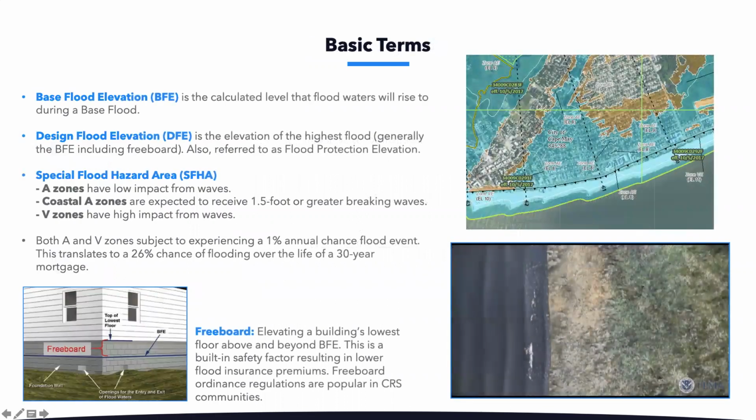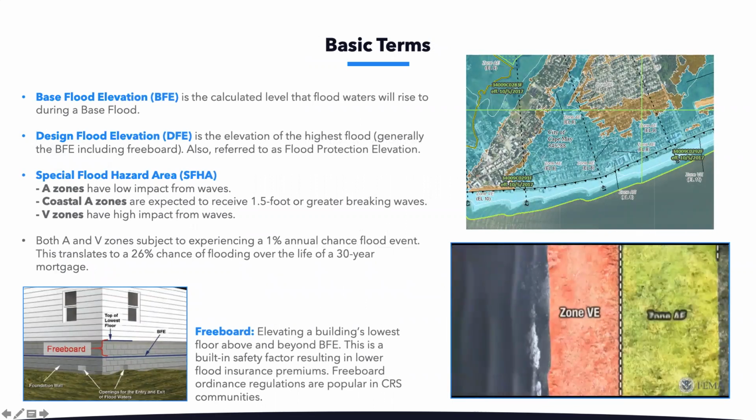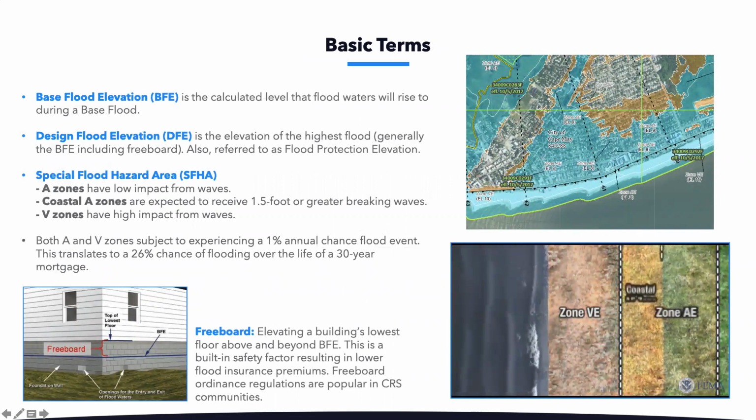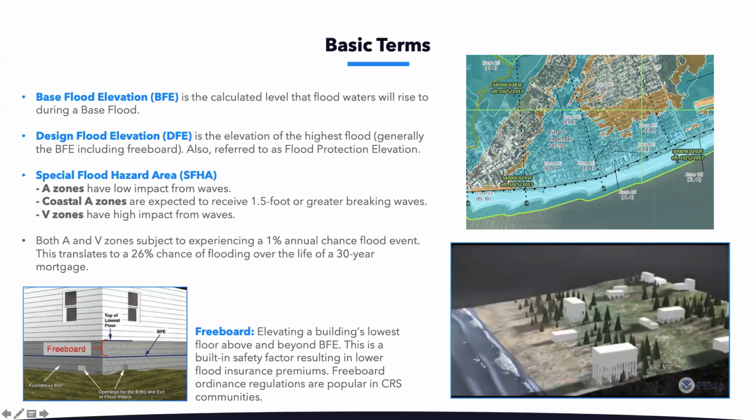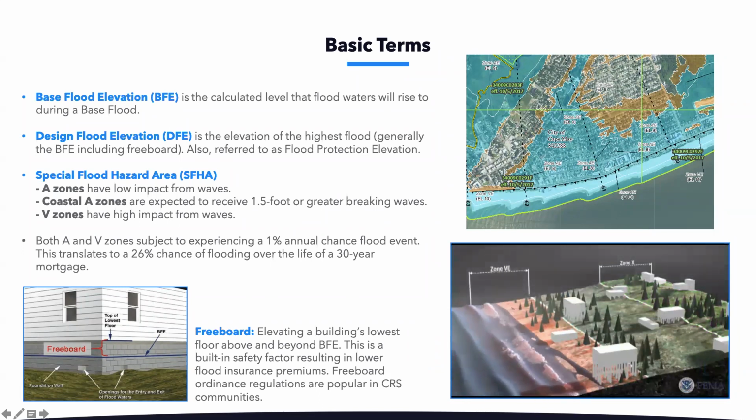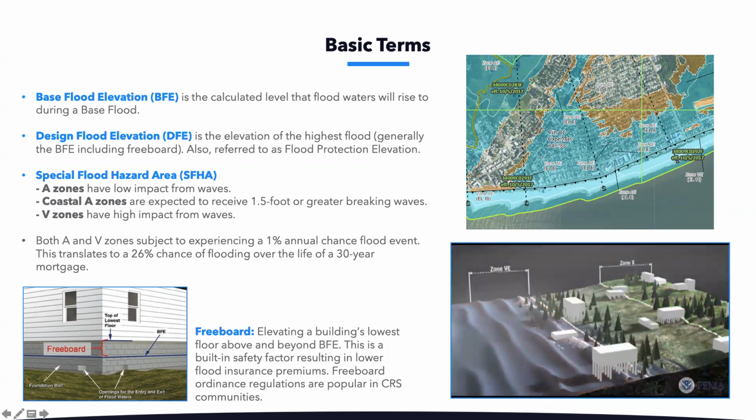All right, so some basic terms that you'll see today, some different acronyms. There's base flood elevation and design flood elevation. Base flood elevation is also known as the elevation of the 100-year storm, is what it's commonly referred to. But the 100-year storm really translates to the 1% annual risk of floodwaters reaching that height.